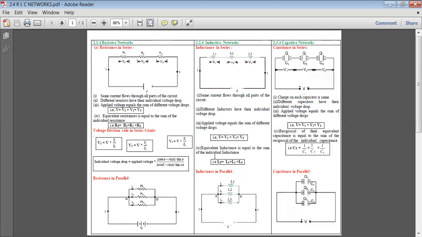Now come to the inductance. Equivalent inductance is equal to the sum of individual inductances. Instead of three inductors, I want to make a single inductance in a series circuit. The formula will be LT is equal to L1 plus L2 plus L3.